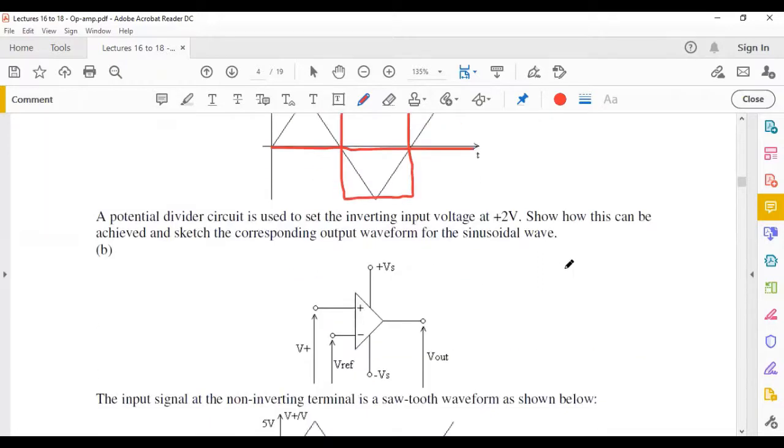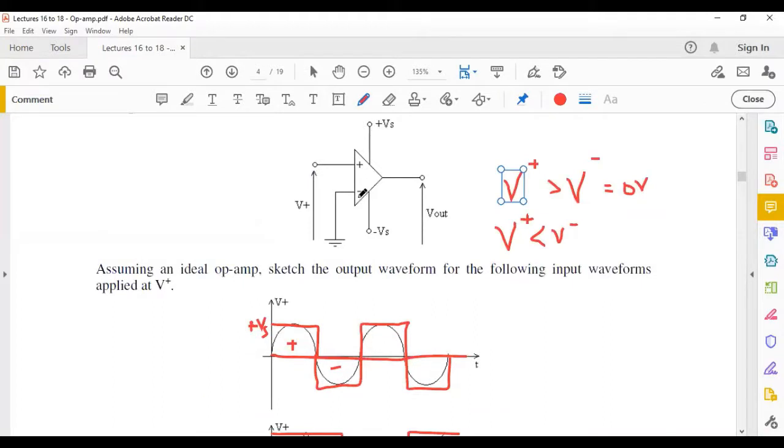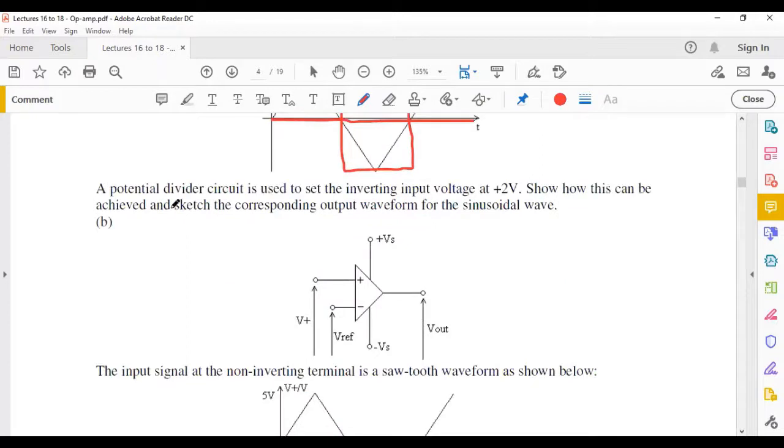Now let's look at this question. What's it saying here? A potential divider is used to set the inverting voltage at +2 volts. In the previous case, your inverting voltage was connected at 0, as you can see, it's grounded, so it's at 0 volts. Now, what if we set the voltage reference somewhere else? It doesn't need to be 0 volts. You could connect, for example, this line here to a voltage divider, and then this could be set. This is what this question is saying now.